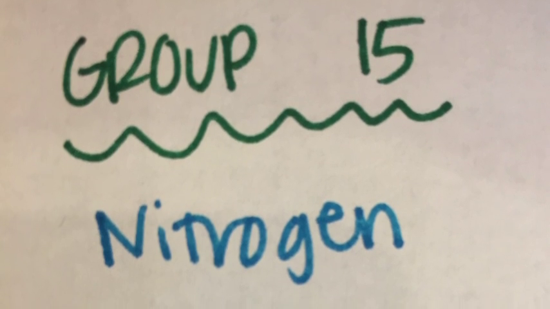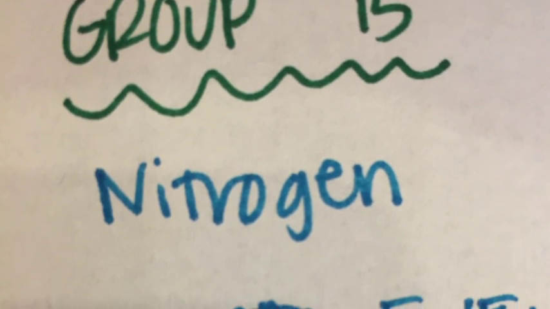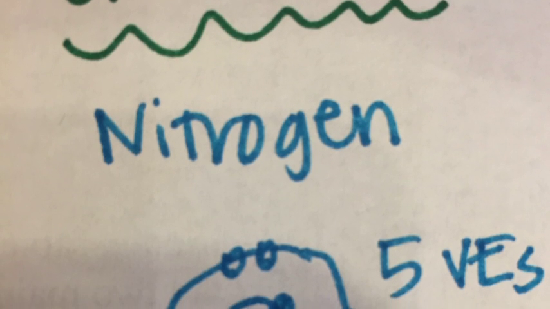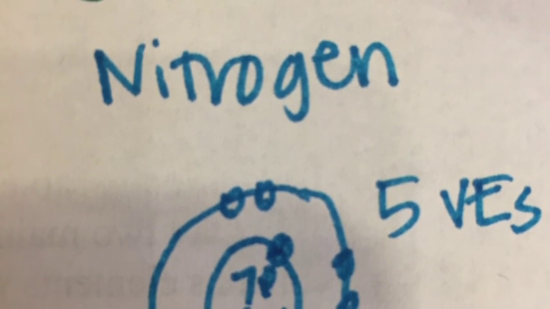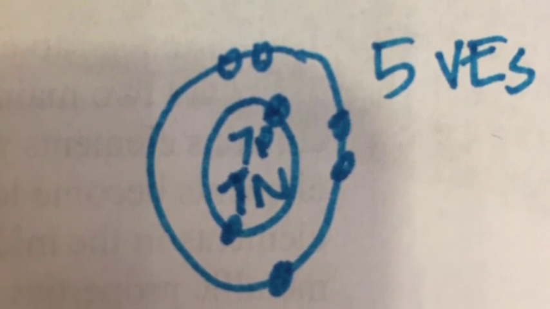Group 15 is our nitrogen group. So it starts at the top with nitrogen. Nitrogen has 7 protons and 7 neutrons and 7 electrons, which if we draw our Bohr model, it has 5 valence electrons.